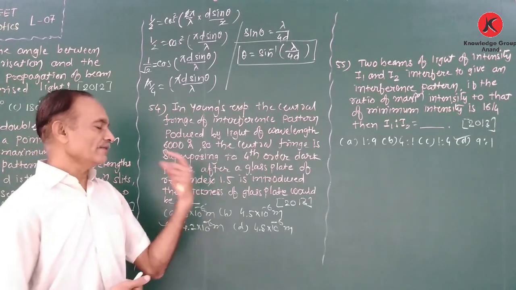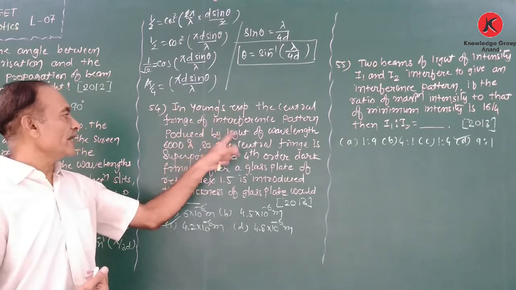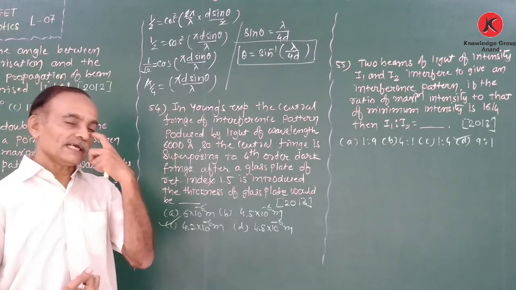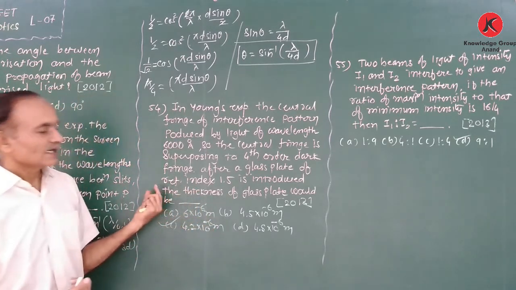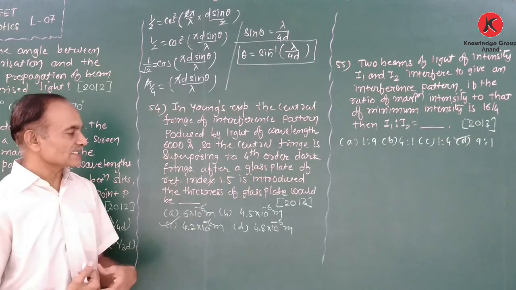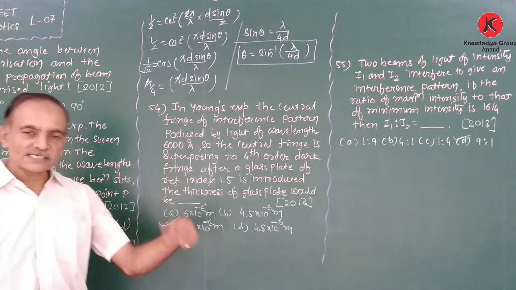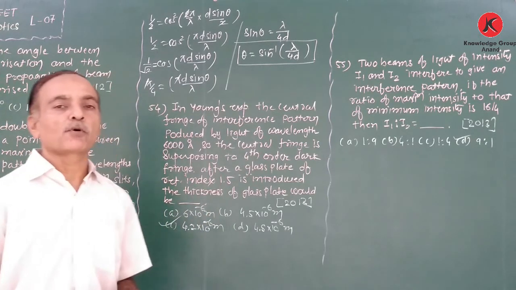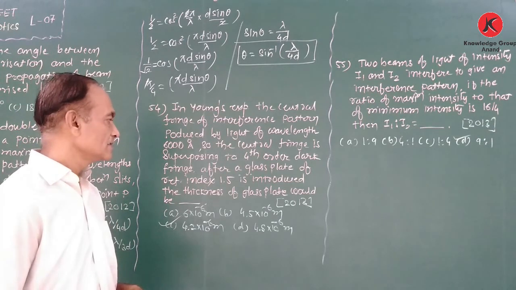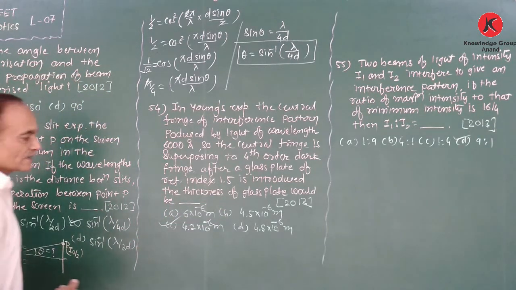First, by using the wavelength of light 6000 angstrom, we obtain the central bright fringe at a given point. Now we place the glass plate in the path of this incident light, and the effective index is 1.5. At that time, instead of the central bright fringe, here we obtain the fourth dark fringe. So in that case, what is the thickness of the glass plate?